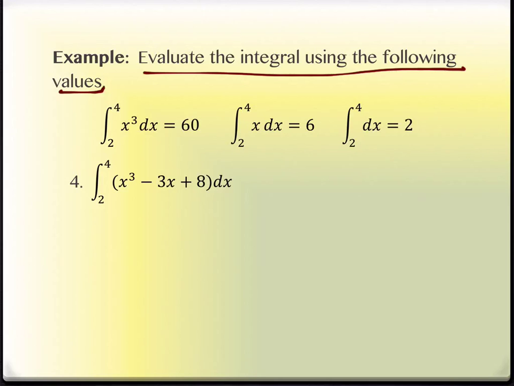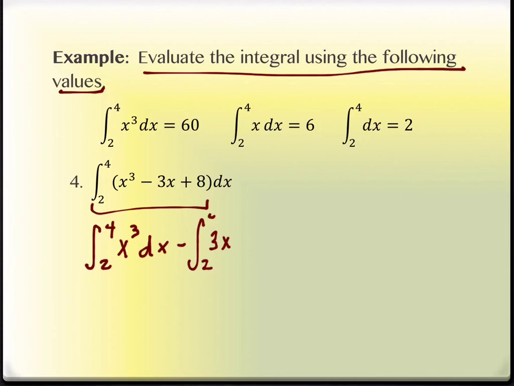All right, so we don't need that fact for the moment, but we're going to take what we have right here and we're going to break it up. Because it's addition and subtraction, I can break it up into 3 integrals, right? So that's what I'm going to do. I've got my integral from 2 to 4 of x cubed dx minus the integral of 3x, I'm sorry, from 2 to 4 dx, and then plus the integral of 8 from 2 to 4 dx.